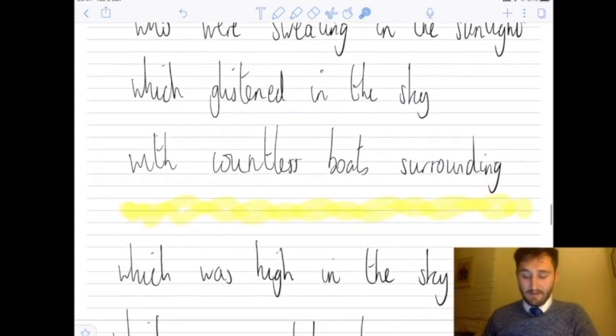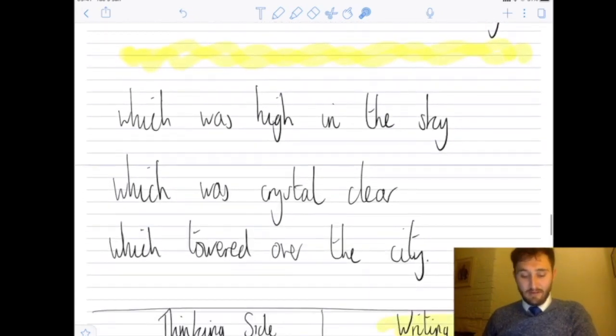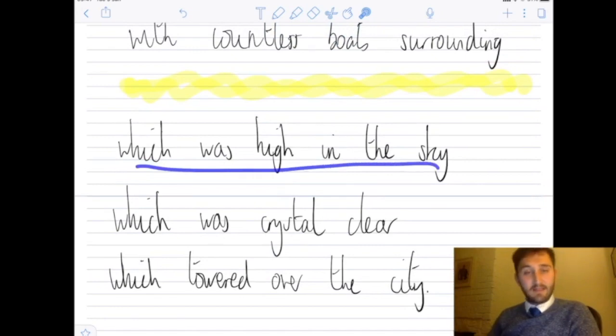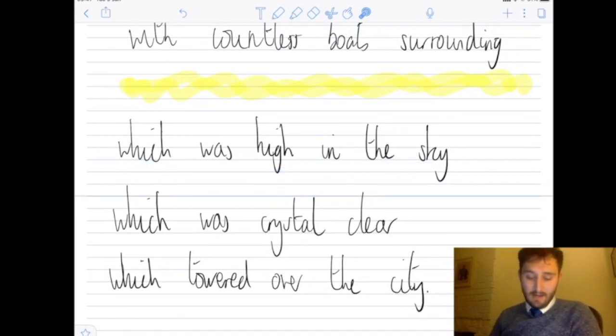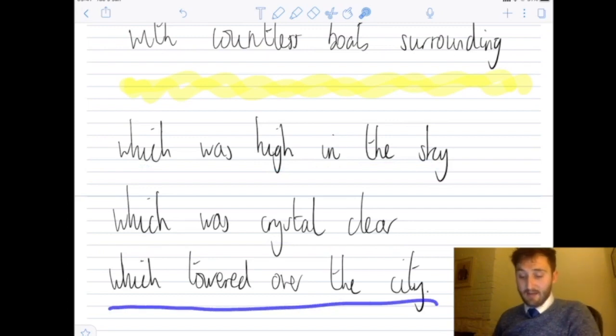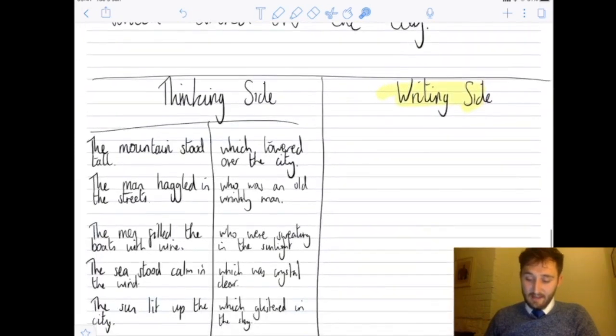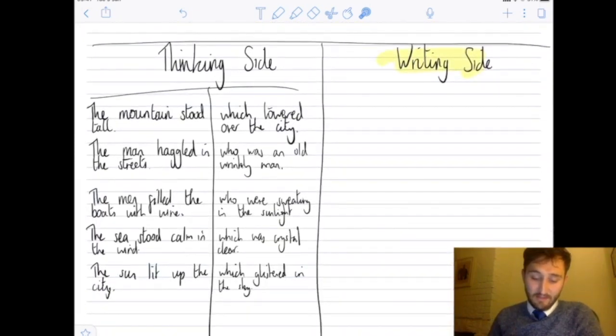Okay, so let's have a look at my extra ones. So I've got 3 more. So I've got which. So which was high in the sky. Next, which was crystal clear. And finally, which towered over the city. So again, if you like any of mine, you can steal them for your own, but hopefully I've got some of your own there. So finally, we have got some main clauses in our side 1.